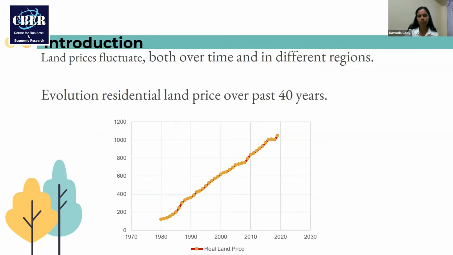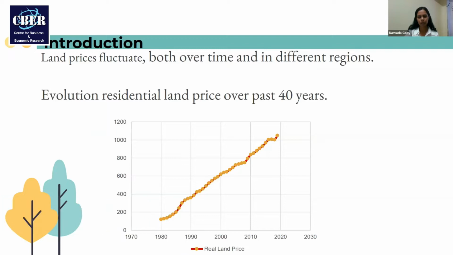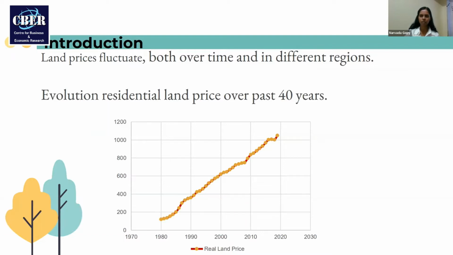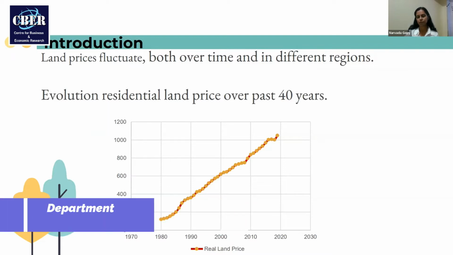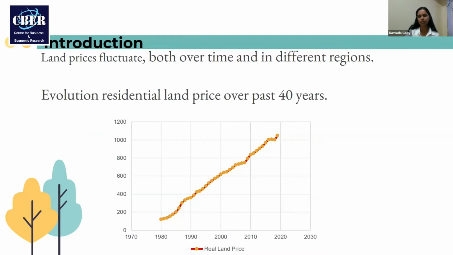In this study, the main purpose is to understand the evolution of residential land prices. More specifically, to understand how land prices have been changing over time, and also why land prices have been changing over time and in different regions. So why in different regions we do not have the same land prices prevailing. This study has been undertaken in the Mauritian context.